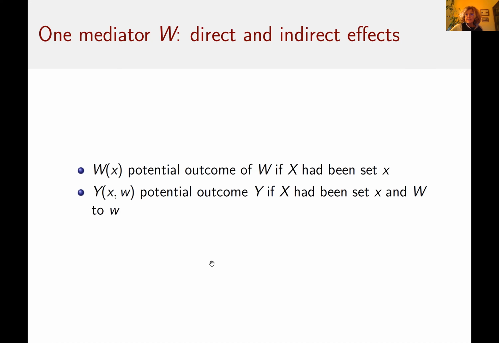So, one mediator, direct and indirect effect. With one mediator, we need to introduce more potential outcome language. We have W_x, which is the potential outcome of W if X has been set to a small x. We have the potential value of Y with two arguments, because it depends on the value of X and the value of W.